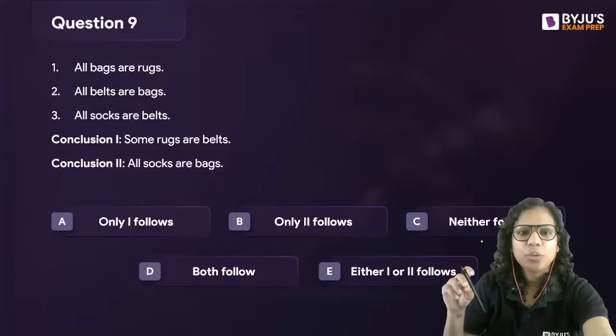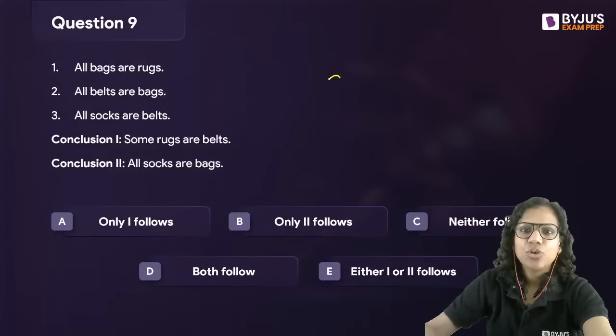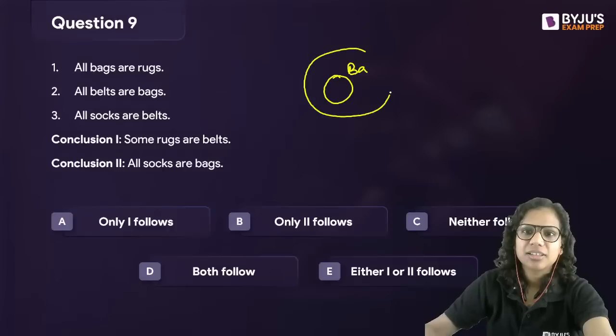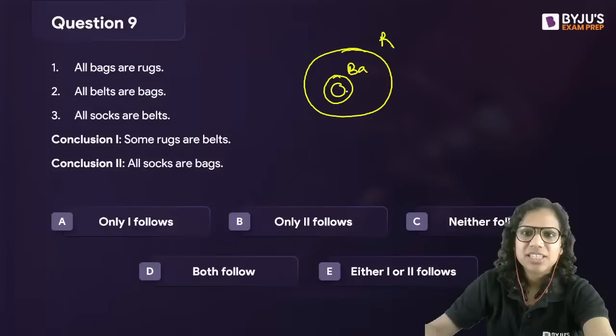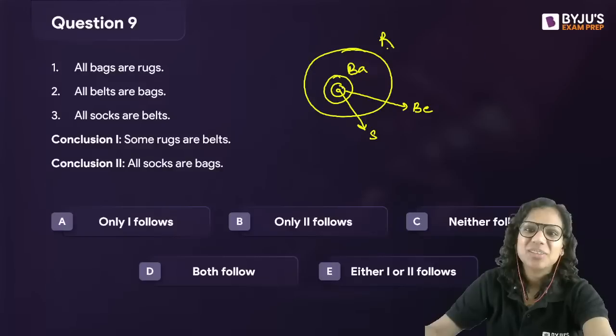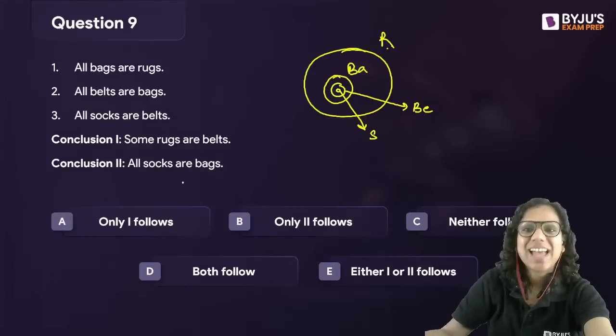So these are your 20-30 second syllogism questions if you know the concept. So all bags are rugs, right? All belts are bags. So belts comes inside. This is belts. Then all socks are belts. So socks comes further inside. This is socks. Now, some rugs are belts. Definitely some rugs are belts. We can see that. Some rugs have to be belts.